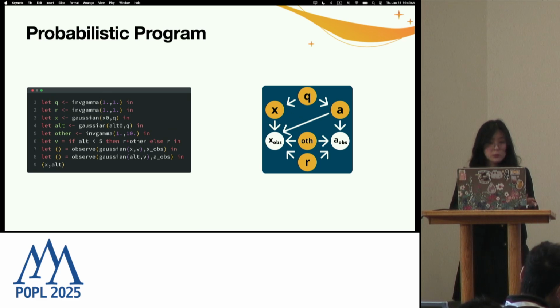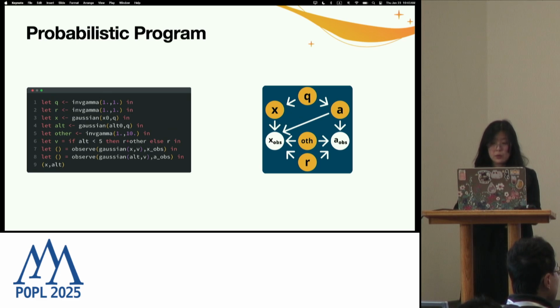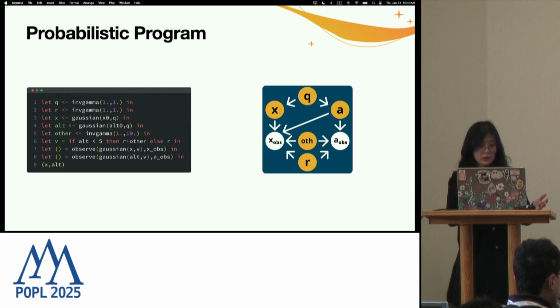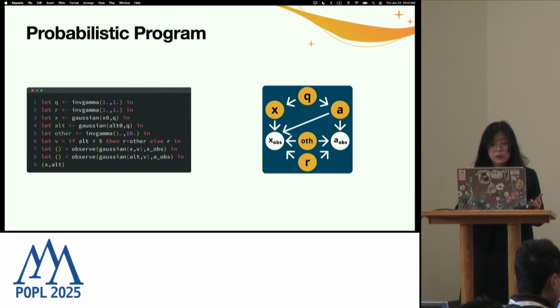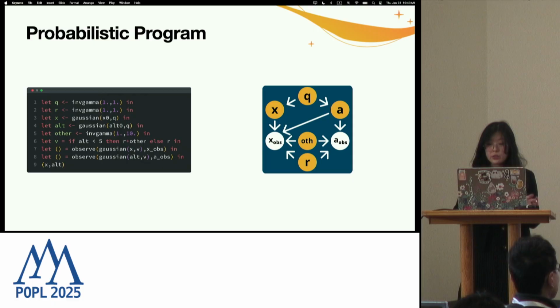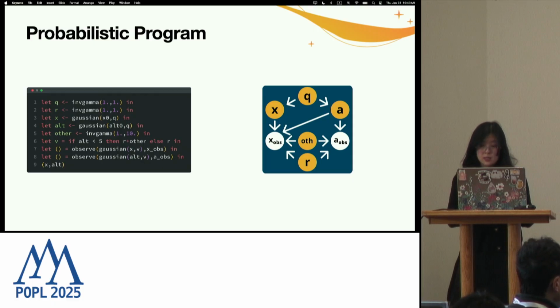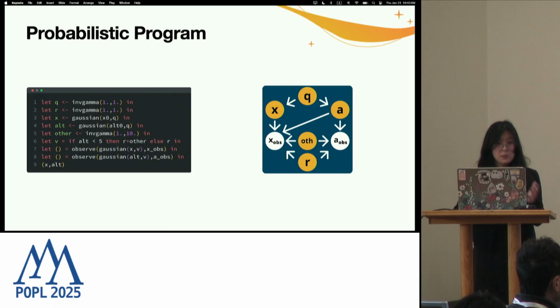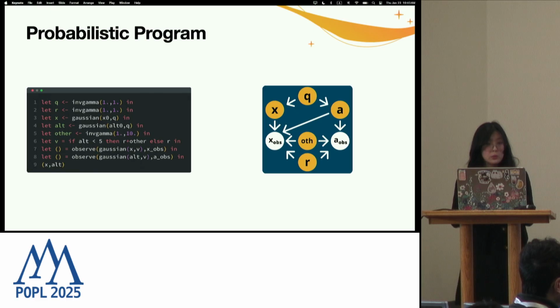So altogether, we've created a probabilistic program that encodes this diagrammed probabilistic model for our problem, where the yellow nodes are the latent variables and the white nodes are the observed variables. And the program should output the distributions of x, which is the distance, and alt, the altitude, of the airplane as it's conditioned on the input data, which are x_obs and a_obs. So now the question is, how do we actually execute this program to achieve this?